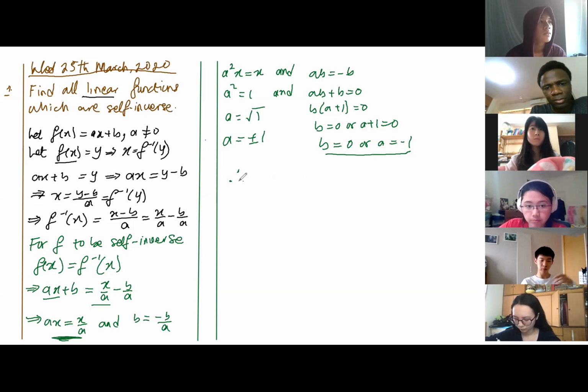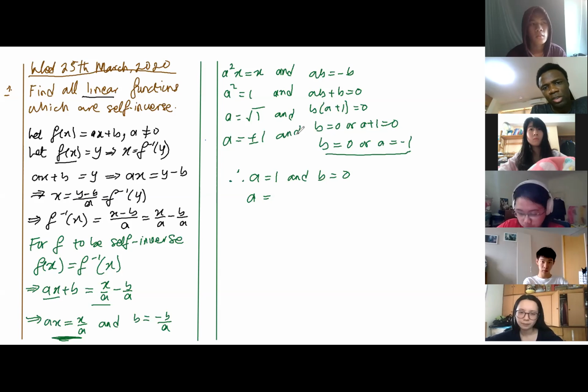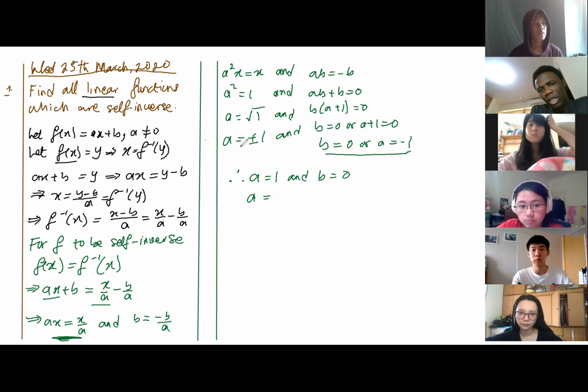Therefore, a is equal to 1 and b is equal to 0. I'm looking at this because this is and, right? This is and, this is and. So this happens and this happens. Can you see that, everybody? Please look at the board. This happened and this happened.